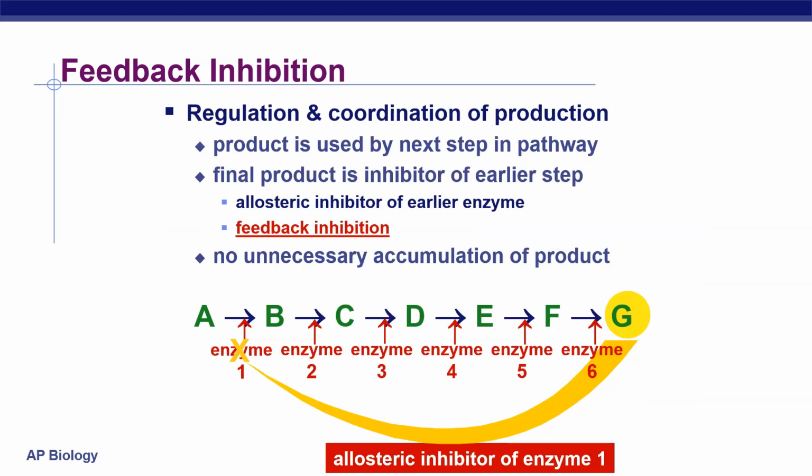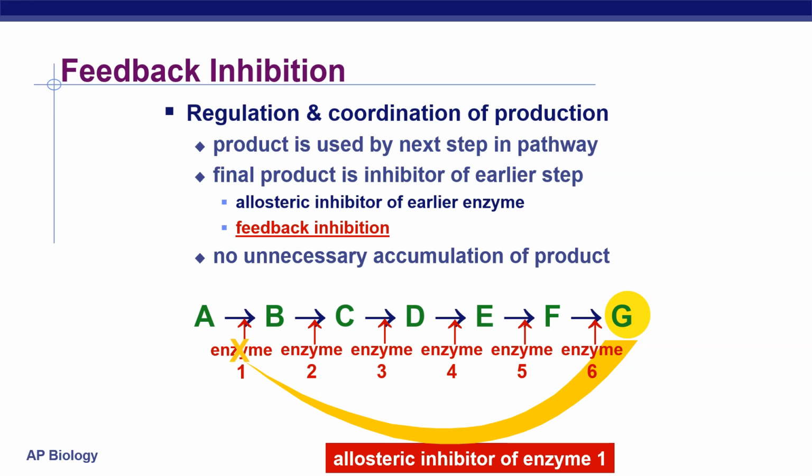Now, feedback inhibition is basically a regulation and coordination of the product. Basically, various steps in the pathway can be used as a regulator. So the final product is the inhibitor of an earlier step. Often it's usually allosteric inhibition, but it can also be straight competition. This is called feedback inhibition, though. It's technically a negative feedback loop. It basically prevents the unnecessary accumulation of product. It basically keeps you from wasting all your resources.